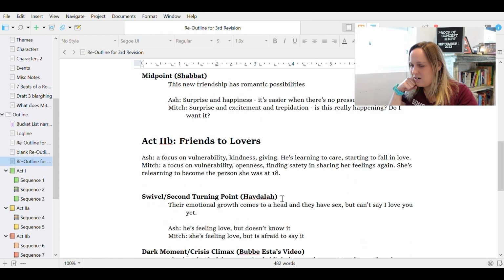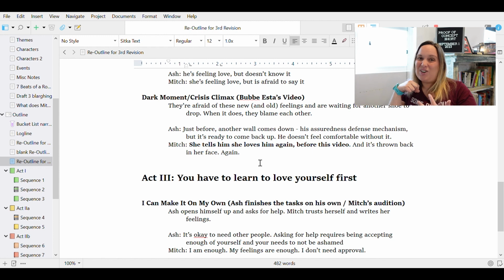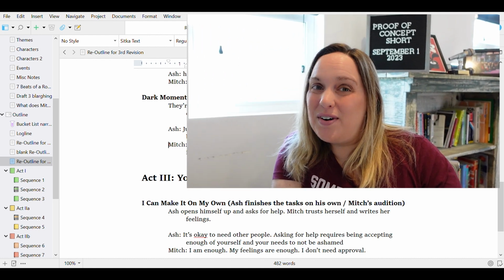Like down here, she tells him she loves him again. That's a strong character choice that's also going to hurt real bad. And I need to hurt my characters badly so that they can grow and change and become better people. So that's the plan for the third revision of Back to You, for what will become my fourth draft of the script.